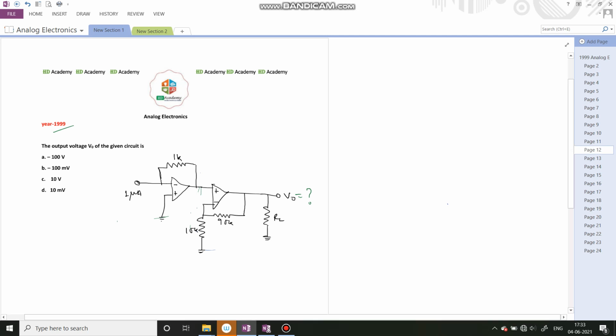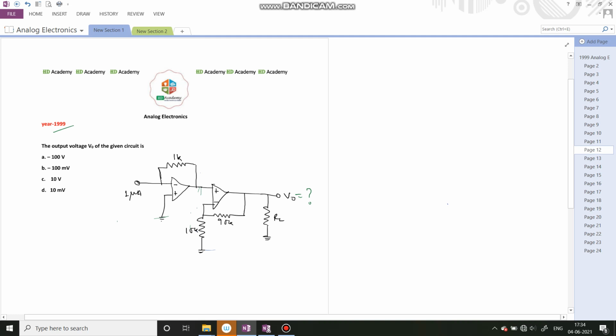In this section, we will discuss an engineering services previous year's question, and this question came from Analog Electronics in 1999. The question says: the output voltage V0 of a given circuit. The circuit is given. We have to measure the output voltage V0 equal to what?